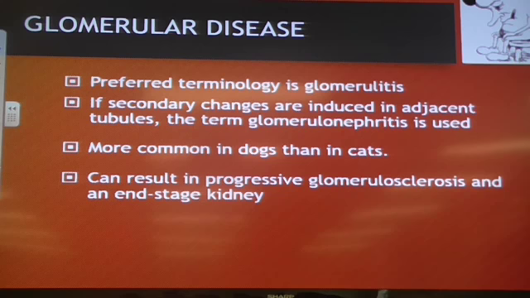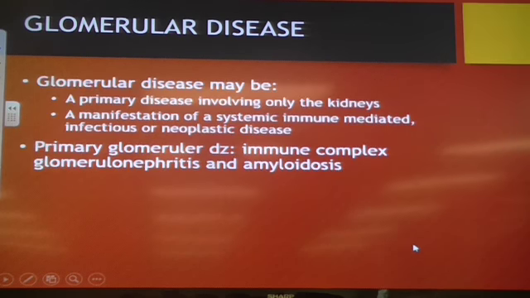Thickening of the glomerular tufts. So it looks really thickened because of addition of fibrosis or fibrotic tissue. So it can be within the tufts or it can be around the Bowman's space. And that occurs with chronic, long-standing ailments. Glomerular disease may be primary, where it only involves the kidney, or it could be systemic, and that's usually associated with some immune-mediated or neoplastic disease.